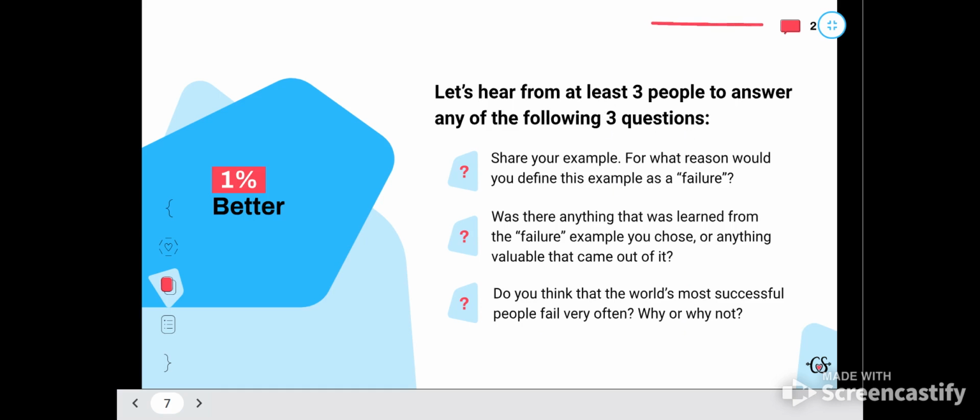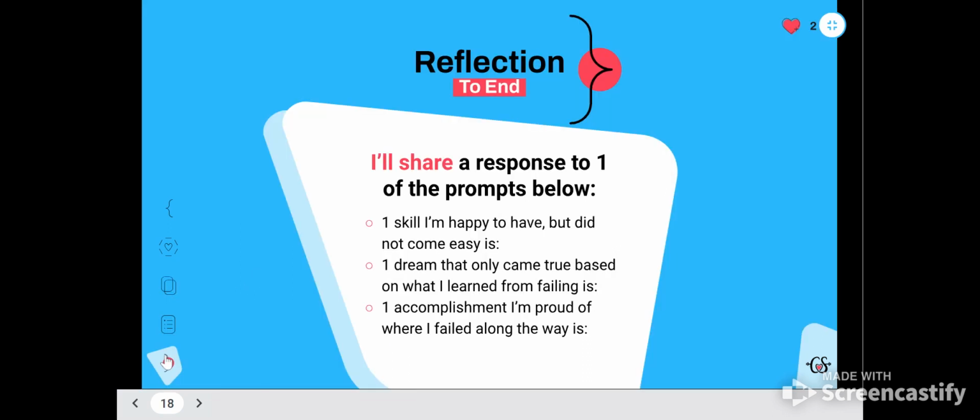So once again, you'll think, pair, share, and have, I don't know, 5, 7, maybe even more students answer these three prompts. And then after that, we are going to skip the rest of the lesson and go straight to the reflection questions. Really, the rest of the lesson, your students will not enjoy it.